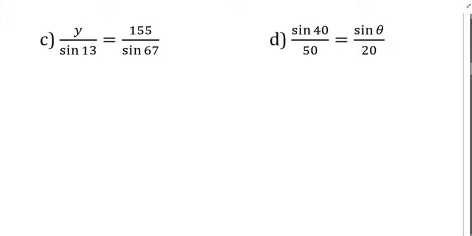Which one? So that one's just 155, just the way it was, times. And how do you do this sine? What is the sine of 13? How do you do that? 13 sine. Yeah, 13 sine. Divided by 67 sine. What about the other one?